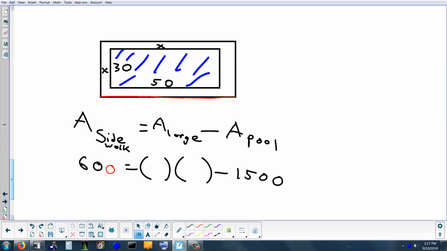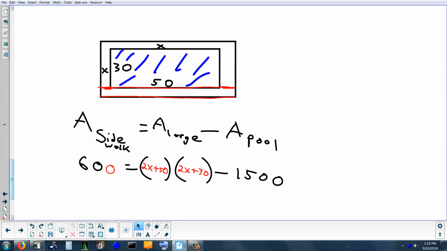Yeah, 50 plus 2x. It's this section plus this section plus this section. So 2x plus 50, 50 plus 2x. Now, using the same reasoning, we can get the height. It's 30 plus 2x, or 2x plus 30.